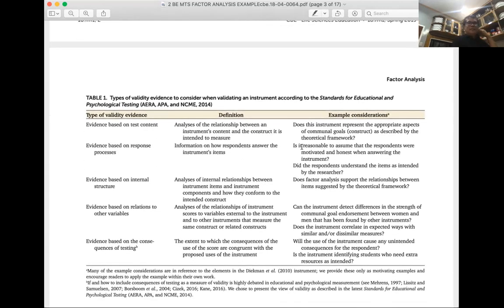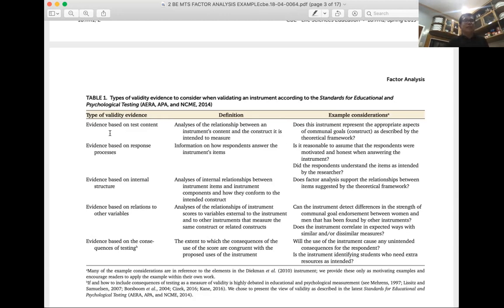So let me go directly to Table 1. Table 1 is actually talking about types of validity evidence to consider when validating an instrument according to the Standards for Educational and Psychological Testing. And it's actually part of the research methodology. When an instrument is being developed by the researcher, a researcher-made instrument, you need to validate the instrument. And one of the things that you are going to consider in validating the researcher-made instrument is through the use of factor analysis. But let me review the different types of validity.